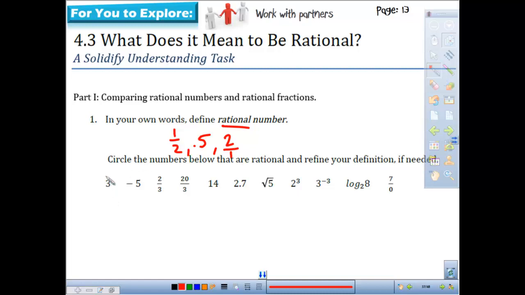So now I want you guys to look down here where it says circle the numbers below that are considered rational, and maybe refine your definition if needed. So go ahead and take a second and do that, and then we'll check and see if we're all on the same page.